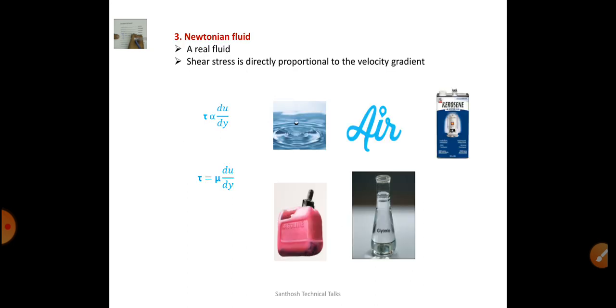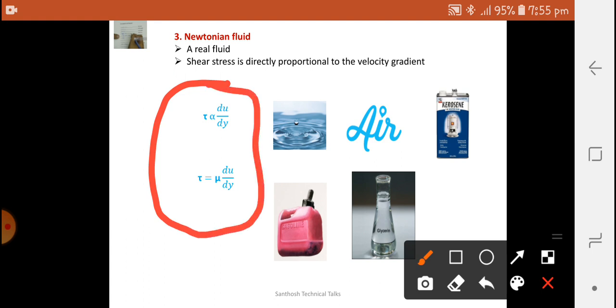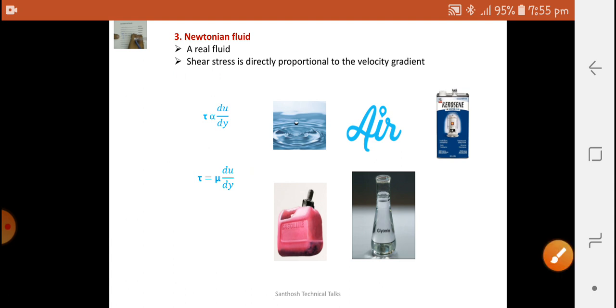Next is a Newtonian fluid. We know that Newtonian fluids are one type of real fluid. All Newtonian fluids are real fluids. There is a linear relationship between the shear stress and the velocity gradient. That is, the shear stress is proportional to the velocity gradient. So we have noticed this equation: the shear stress tau is directly proportional to du by dy. The proportionality constant is the viscosity. Real fluids like air, water, kerosene, glycerin, and gasoline are all examples of Newtonian fluids.